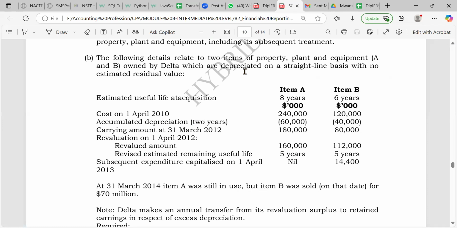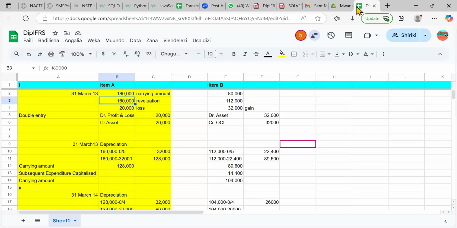So it's just normal. You would have to depreciate, and so you'd take as usual the cost, which is 160 minus residual value nil, divided by 5, like we showed there. That is good. And then you have 52. And for item B, it should be 112, then the revalued amount minus scrap value nil or residual value nil, divided by 5 again.